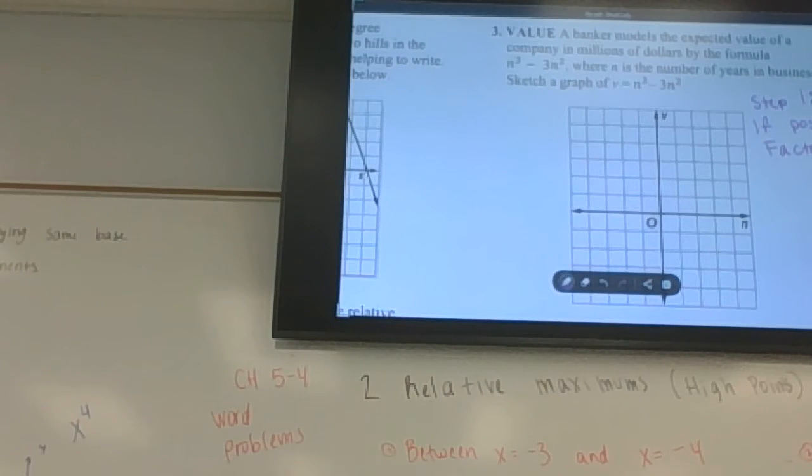If possible, factor. This can be factored. 2 people came up with it last period before I gave the answer. So I'm not going to give any answers until at least 2 of you can factor that. n to the third minus 3n squared, factor it. Maybe you want to look at it with x's? Factor it.